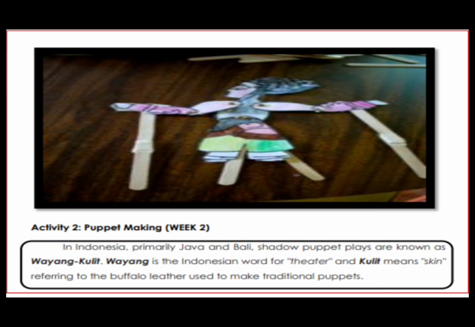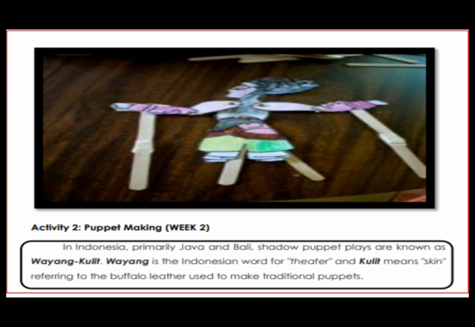Our second activity will be puppet making, also known as wayang kulit. In Indonesia, primarily Java and Bali, shadow puppet plays are known as wayang kulit. Wayang is the Indonesian word for theater, and kulit means skin, referring to the buffalo leather used to make traditional puppets.